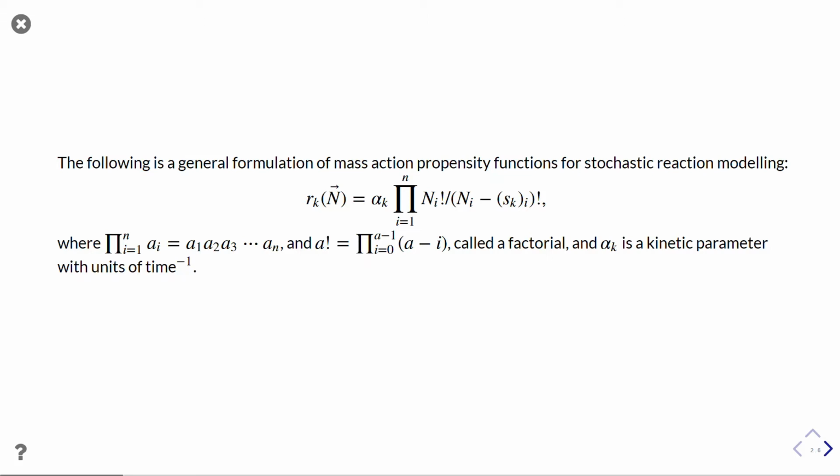At the bottom of this slide, I define some notation that you may or may not already be familiar with. The pi notation denotes a product, similar to the sigma notation for summations. And a number A followed by an exclamation mark denotes a factorial, and we can define a factorial in terms of the pi product notation. And the alpha sub k is a kinetic parameter with units of 1 over time.